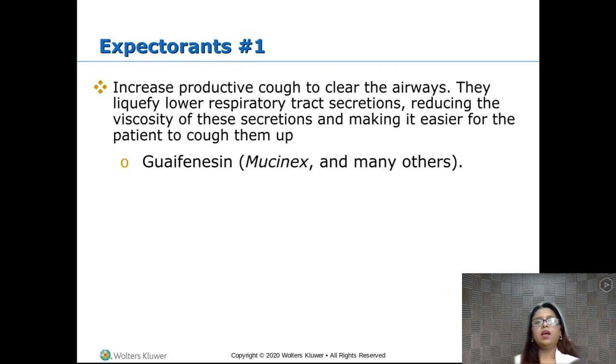Expectorants. Expectorants increase the productivity of cough to clear the airway and liquefy the lower respiratory tract secretions, reducing the viscosity of the secretions and making it easier for the patient to cough them up. An example is guaifenesin, also called Mucinex. Another name is Robitussin.